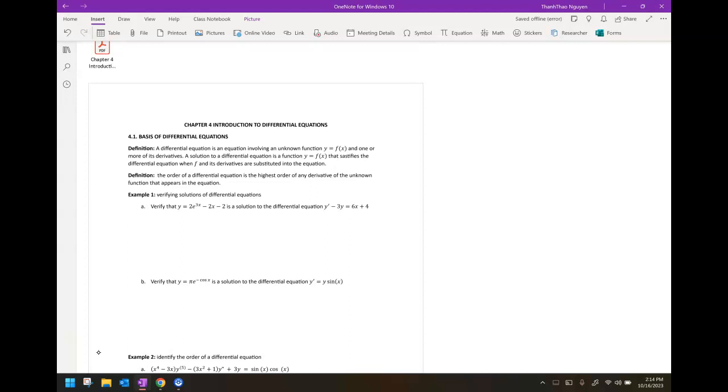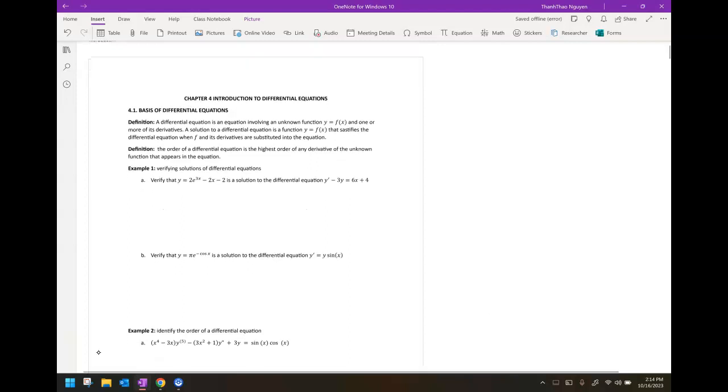A differential equation is an equation involving an unknown function y equal f of x and one or more of its derivatives. A solution to a differential equation is a function y equal f of x that satisfies the differential equation when f and its derivative are substituted into the equation.